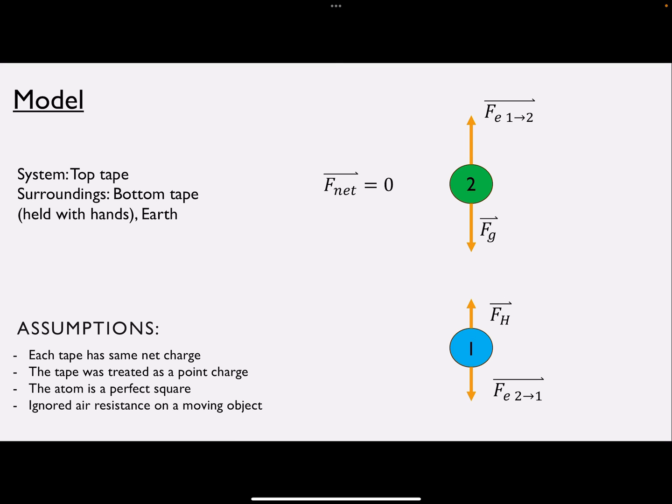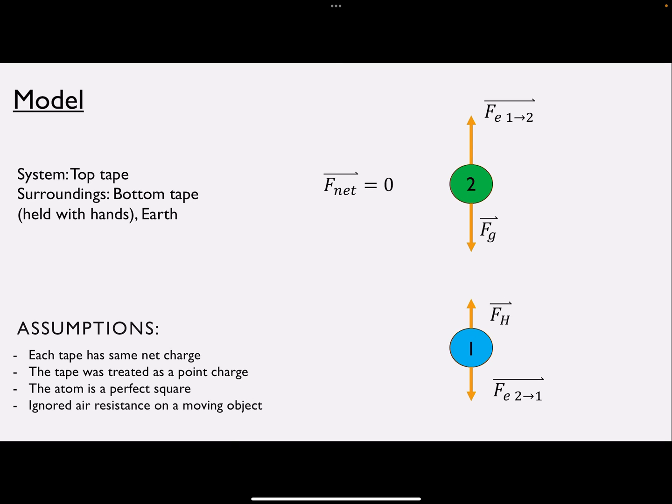The model of this experiment is shown. The system is the top tape, and the surroundings are the bottom tape, which is held with our hands, and also the Earth. F net on the top tape, number 2, is 0. Then we have force gravity going downwards and force electric 1 onto 2 going up. For tape 1 on the bottom, we have force electric 2 on 1 going down, and then force from the hand going up.